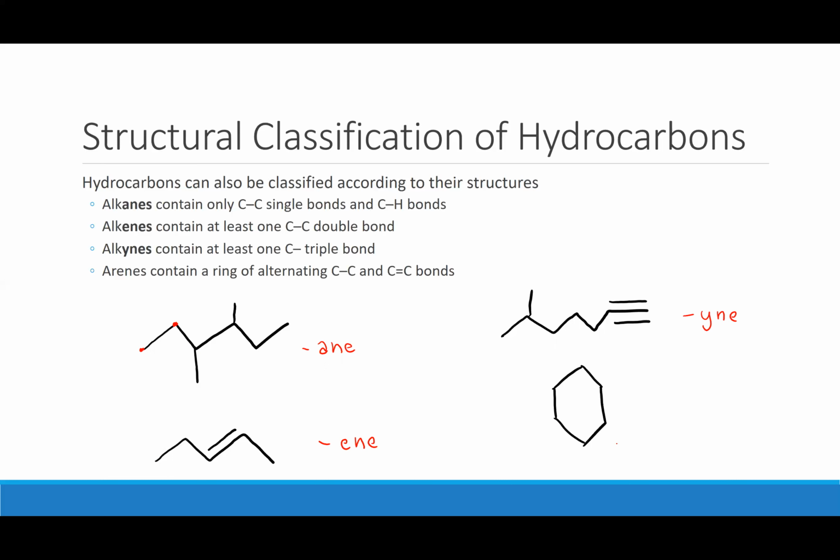Now this structure here is a ring, but notice it does not have alternating single and double bonds. It still just has single bonds. So this still would just have an ane ending. We're going to get into rings later in section 2.3, but this is still just single bonds, and we're just talking about what kind of bonds it has, so it would have an ane ending.